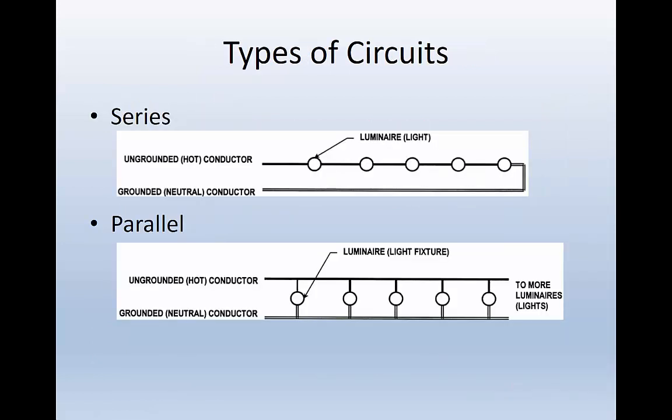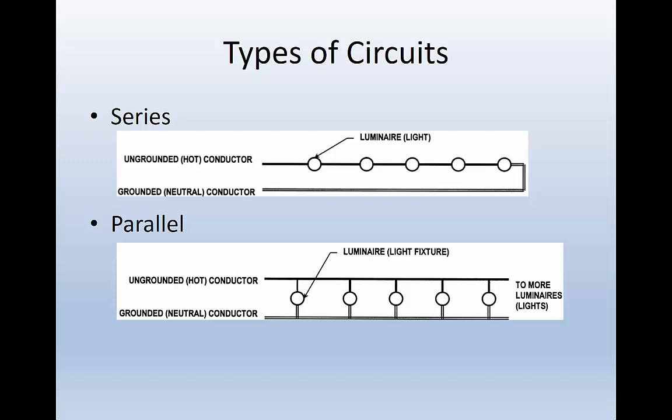All right, types of circuits. There are two general ones that we talk about. First is series, then parallel. In any set of wiring we have what's called a hot conductor and a neutral conductor. The hot conductor carries current out to whatever is using the electricity. The neutral is our return path back to the source.